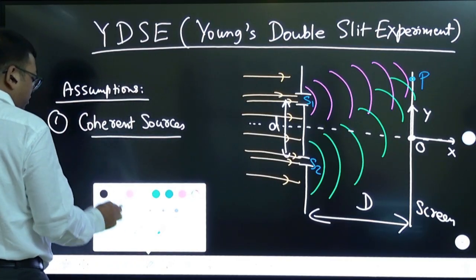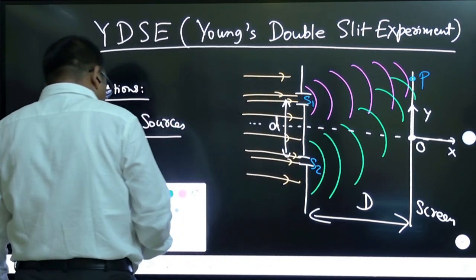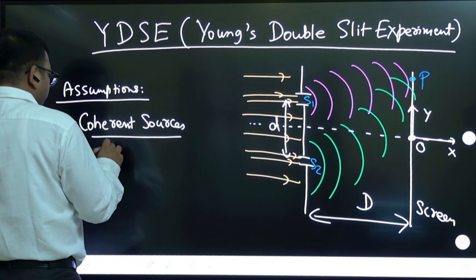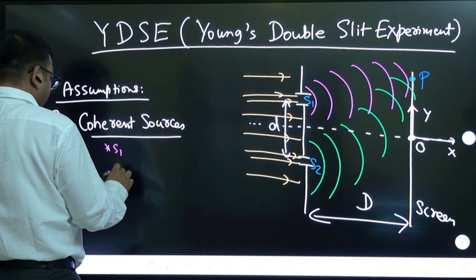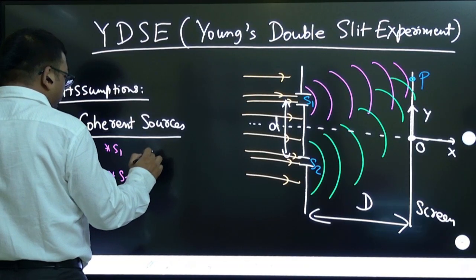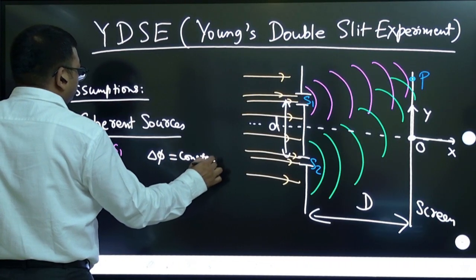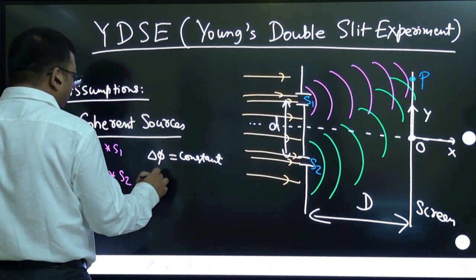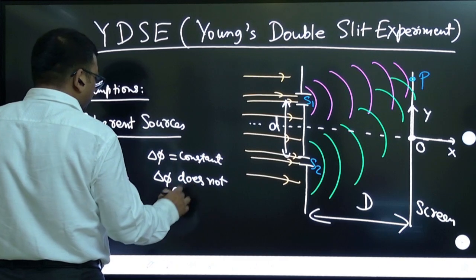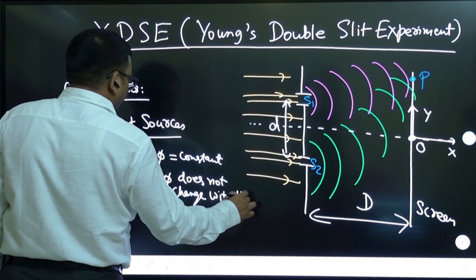So the first assumption is coherent sources. These two slits are acting as coherent sources. What is meant by coherent sources? Suppose this is the first source and this is the second source. The phase difference delta phi is going to be constant. The phase difference does not depend on time. Delta phi does not change with time.